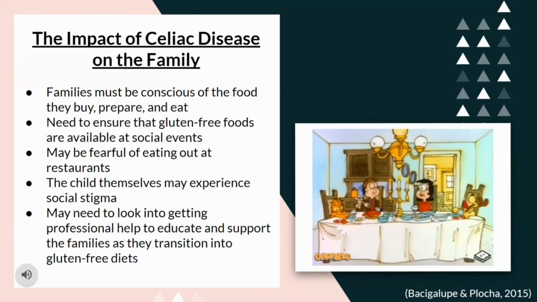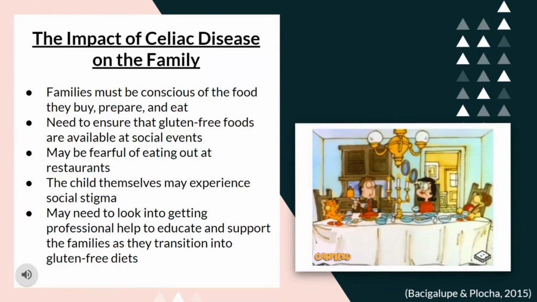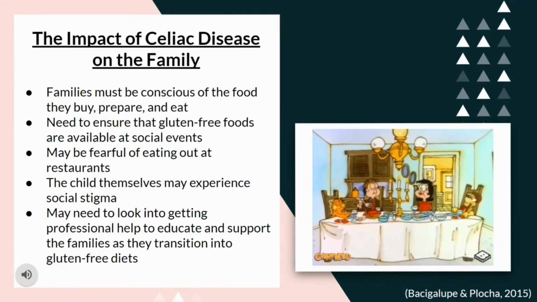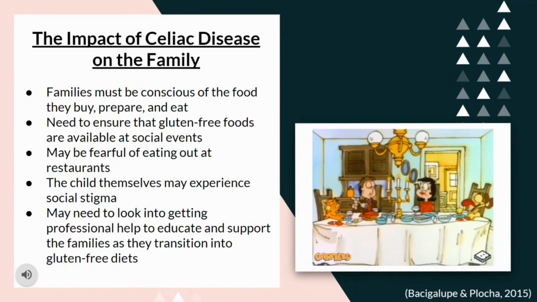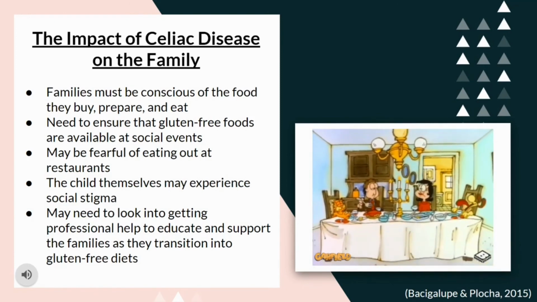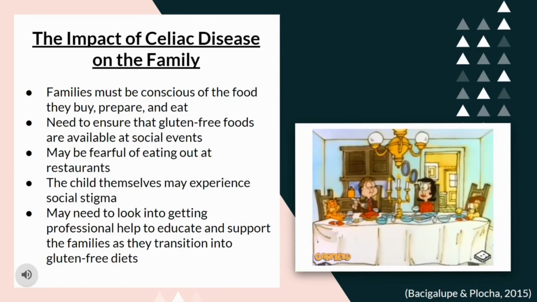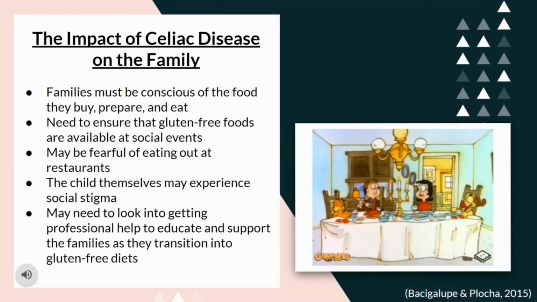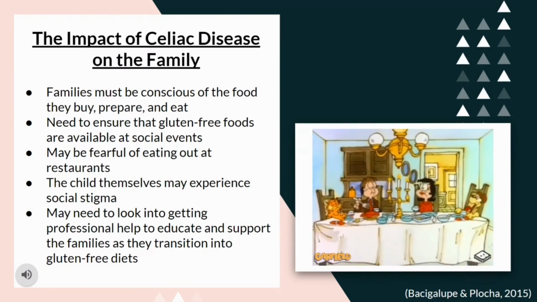In addition to how it impacts the family, the child themselves may experience social stigma. They may feel isolated from their peers because they need to eat different foods, and they may also feel anxious or paranoid that they may accidentally consume foods that are not gluten-free when they are at school and not around family. Families may also need to look into getting professional help to educate and support the families as they transition into a gluten-free diet at home.